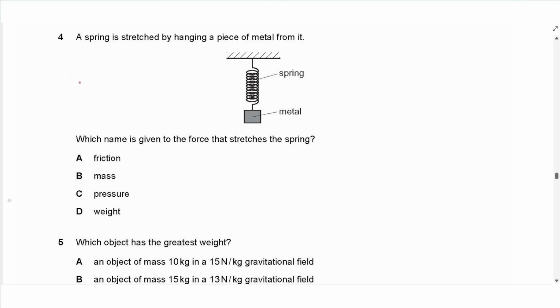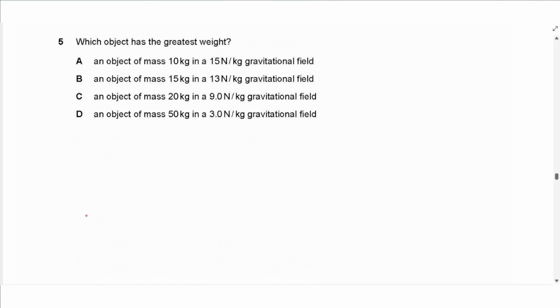Question 4 says a spring is stretched by hanging a piece of metal from it. Which name is given to the force that stretches the spring? It is the weight of the block. So the weight is the answer. So choose D.